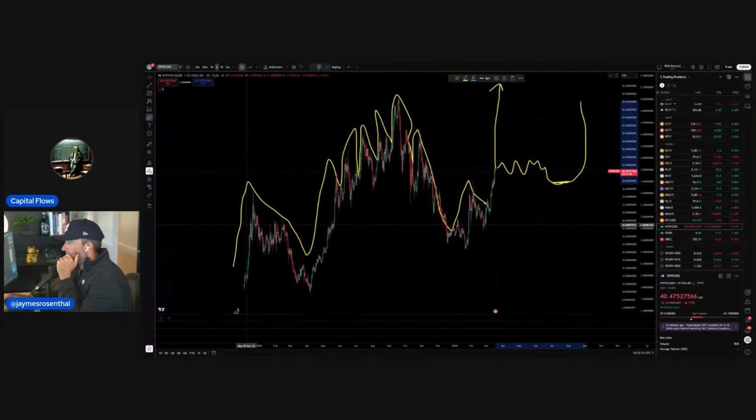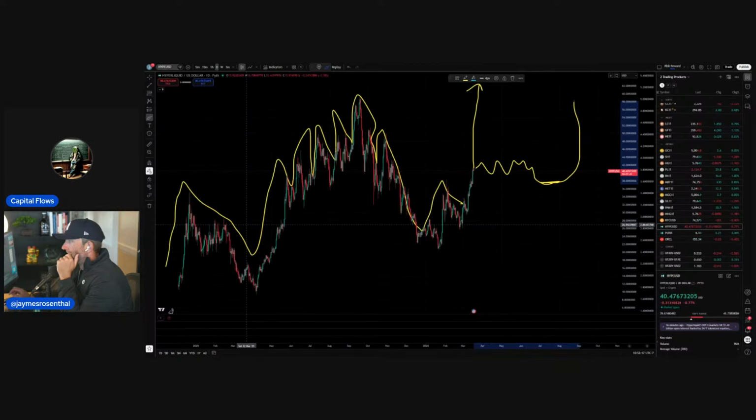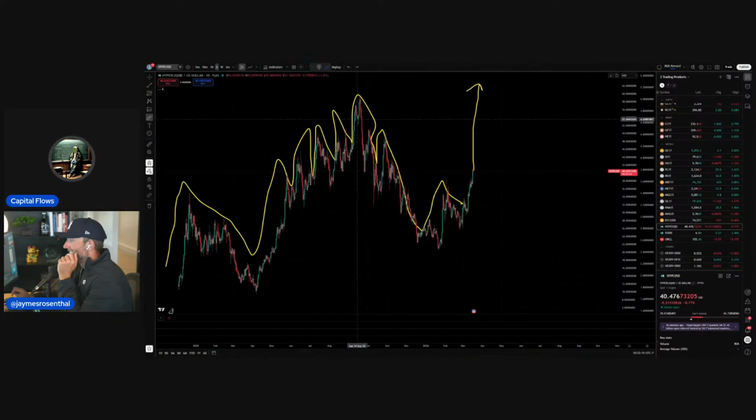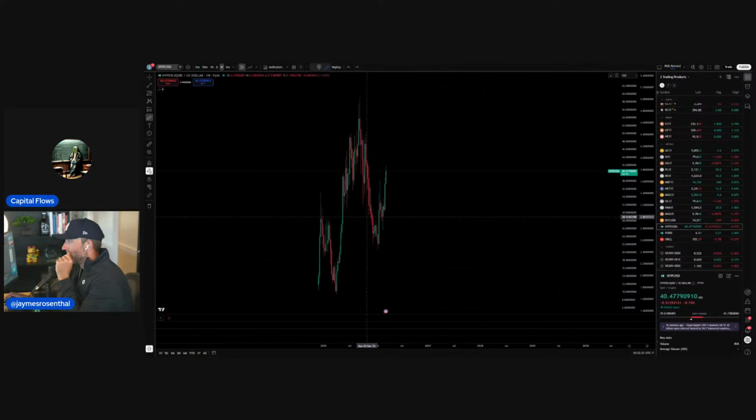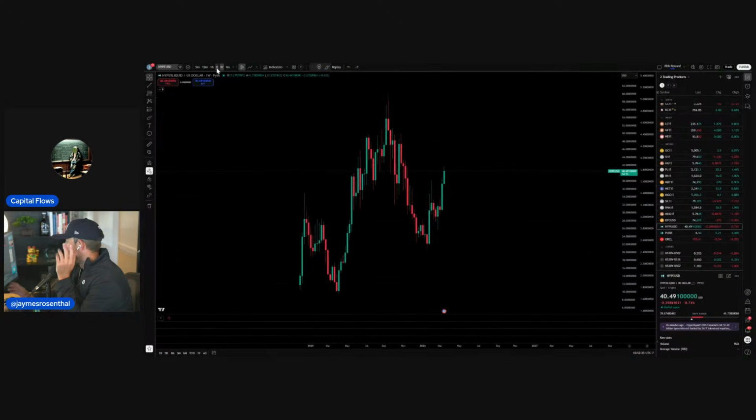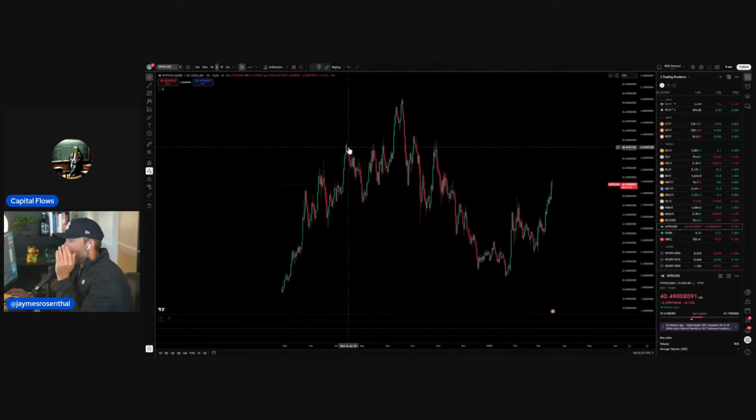Sorry, I was drawing this entire time. But I think the entire... Is that a Stegosaurus, bro? I don't know what kind of stuff you're doing, but that looked like a Stegosaurus. Capital flows. It's the dinosaur guy.